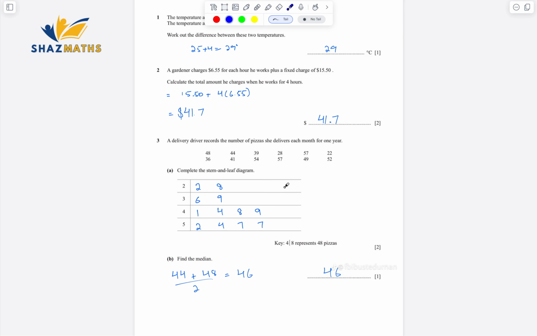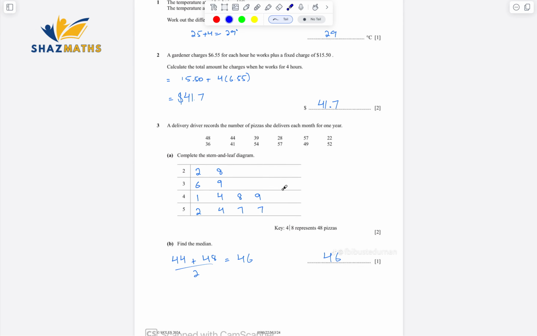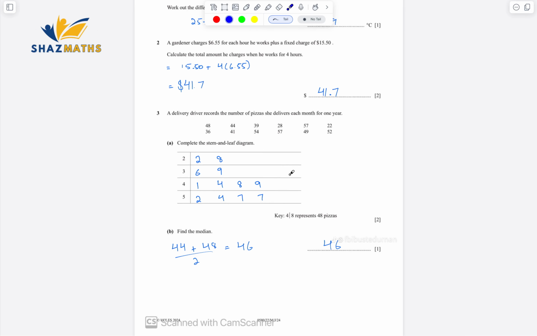A delivery driver records the number of pizzas she delivers each month for 1 year. We've got the data, and we need to complete the stem and leaf diagram. The key is 4 | 8 represents 48 pizzas. So for 2, we have 28 and 22, so 2 and 8. For 3, it is 39 and 36, so 6 and then 9. For 4, we have 48, 44, 41, and 49, so 1, 4, 8, and 9. And for 5, it's 57, 54, 57, 52, so 2, 4, 7, and 7.